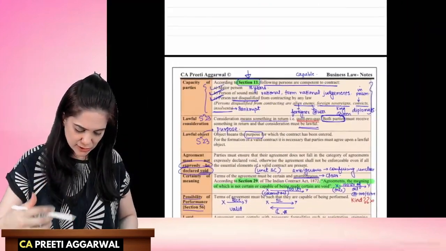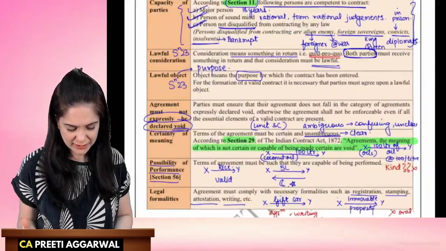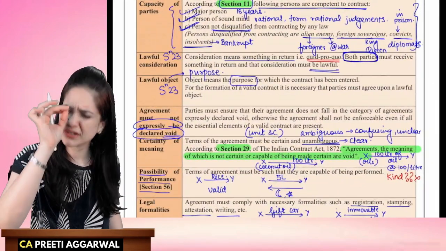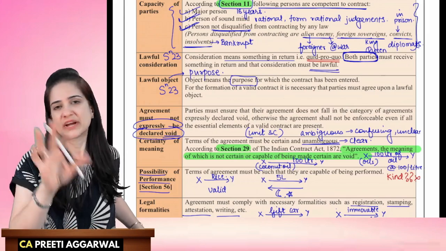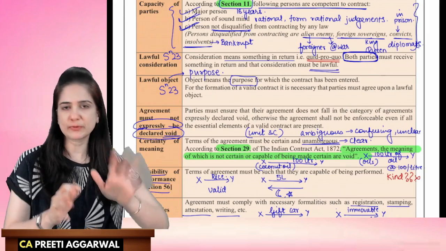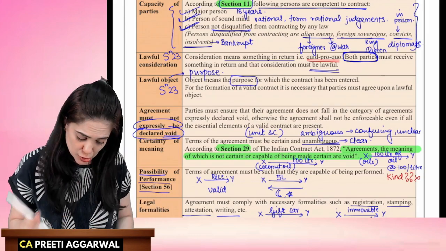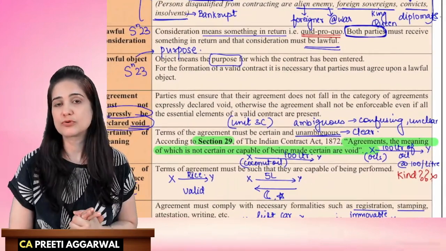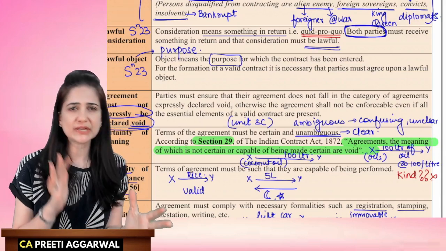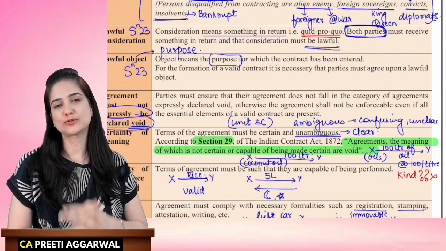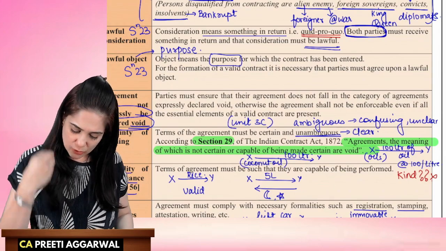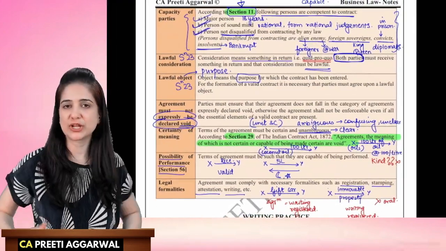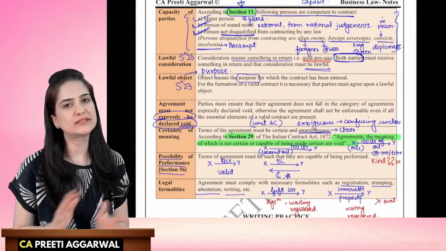All these essential elements must be present to make a valid contract. Even if one essential element is missing, it will not be a valid contract. They all have to be present to make a valid contract. So students, these were the essential elements of a contract, and I also hope that you understood the difference between agreement and contract, and you also understood the essential elements. We are going to discuss all these essential elements again in detail in the coming units.